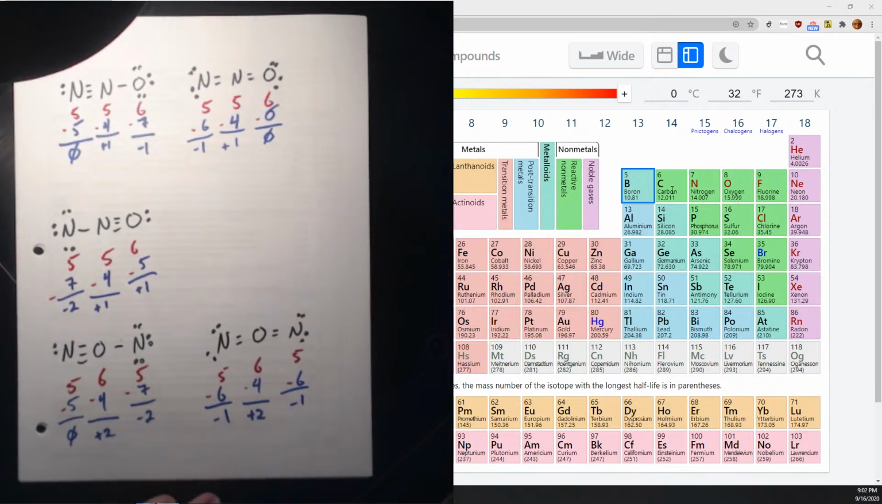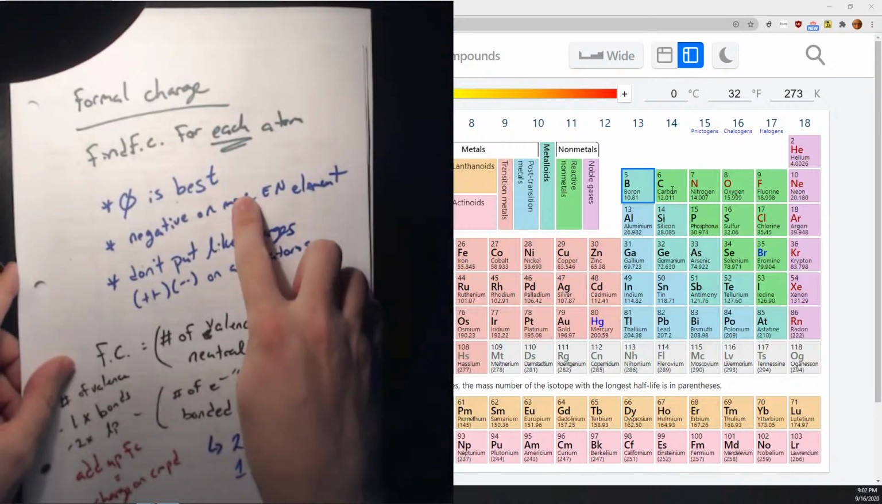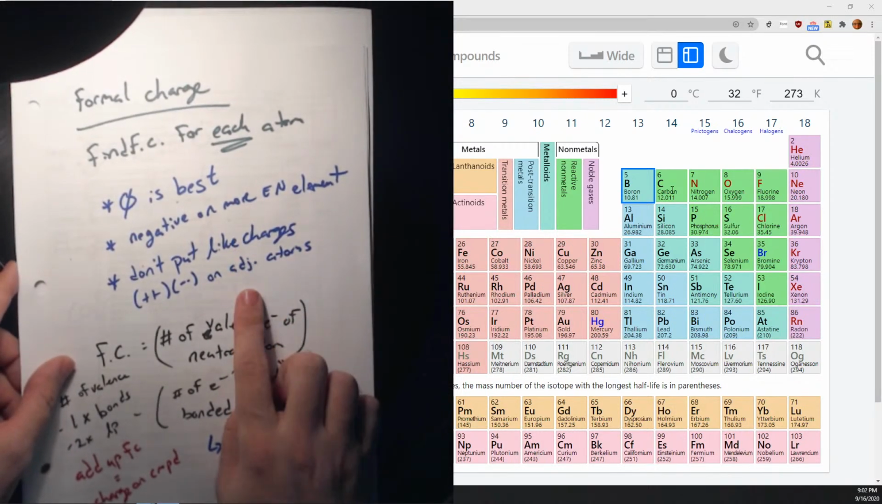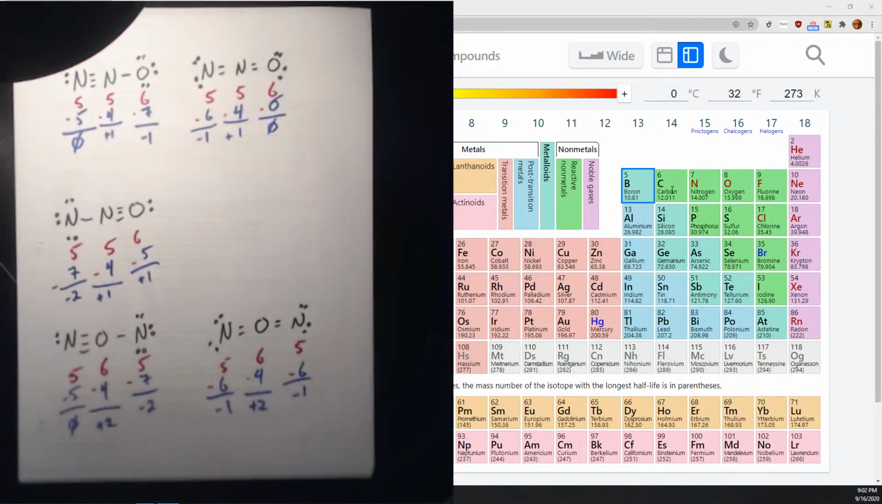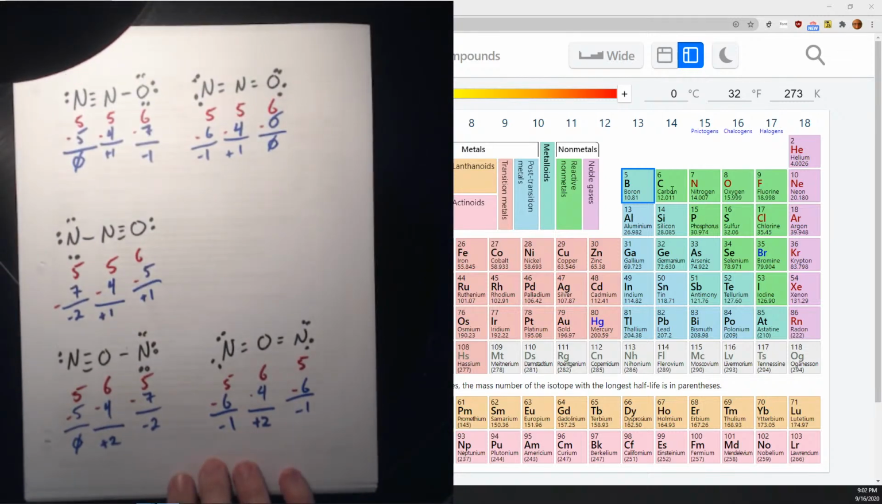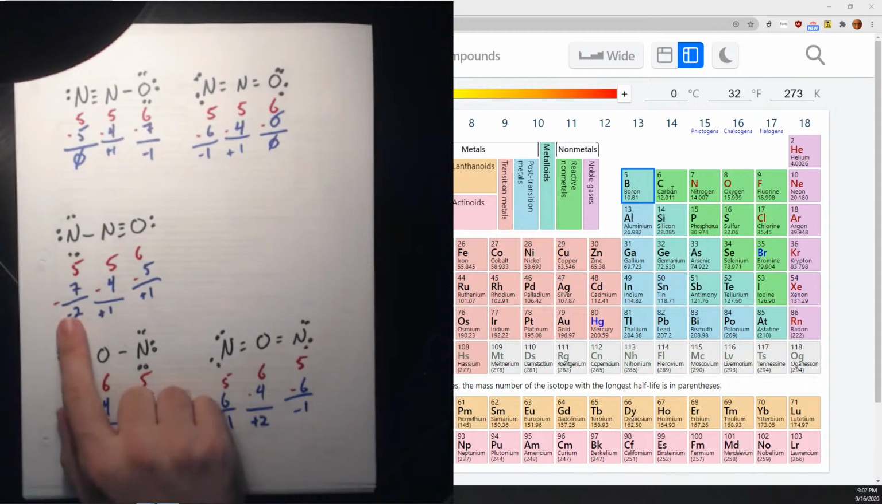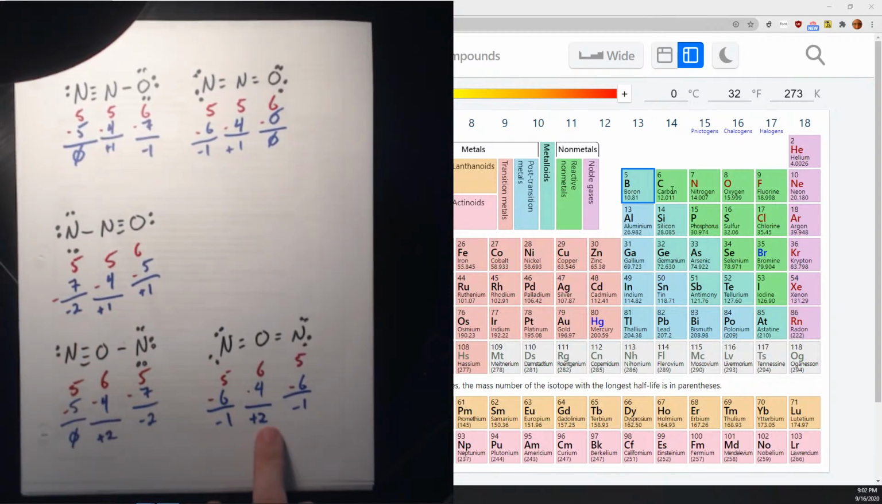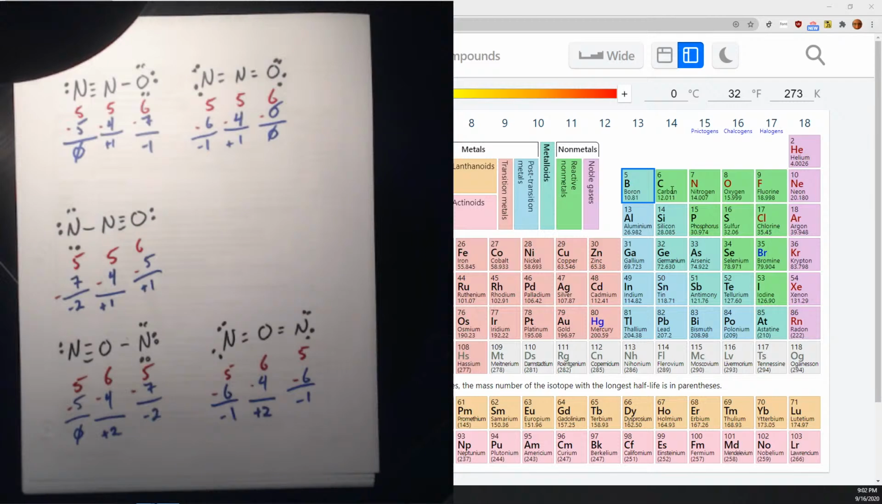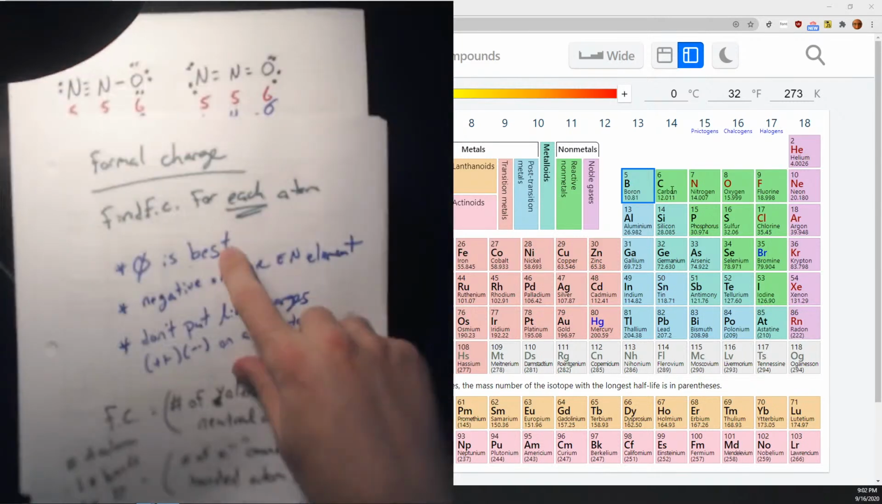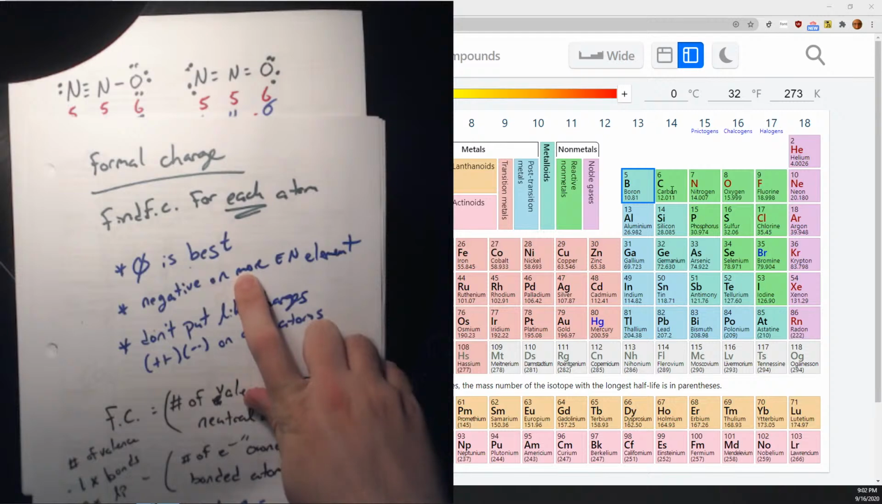But some of these are better than others in terms of formal charge. So, going back, 0 is best. Negative on the more electronegative element. Don't put like charges on adjacent atoms. Well, none of these have like charges on adjacent atoms. You'll have a negative next to a positive, negative next to positive, negative next to positive, positive next to 0. That's fine. We didn't screw that up. 0 is the best, but the negative on the more electronegative element.